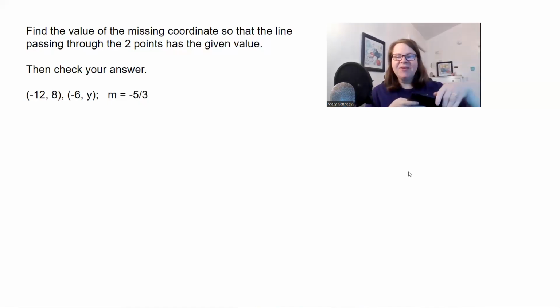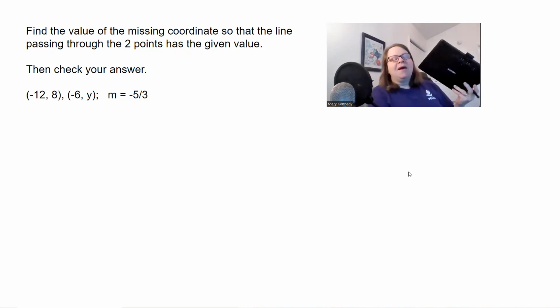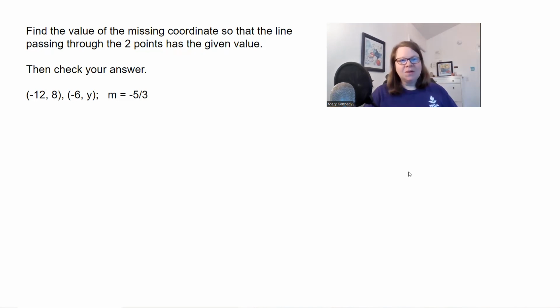All right, let's take a look at another problem where we have to figure out one of the coordinates of a point, and we have the other point, the x-coordinate, and the slope. So it's a more complex way of making sure that we're clear on the slope formula. Yeah, so let's get started.